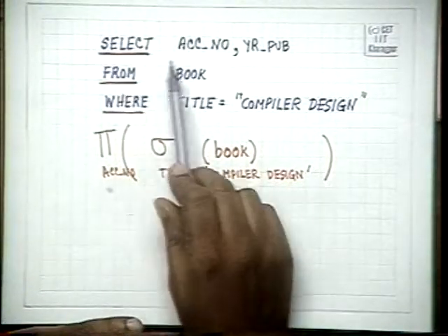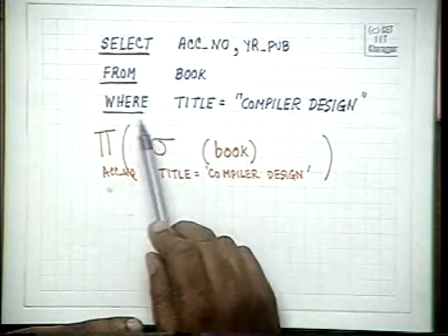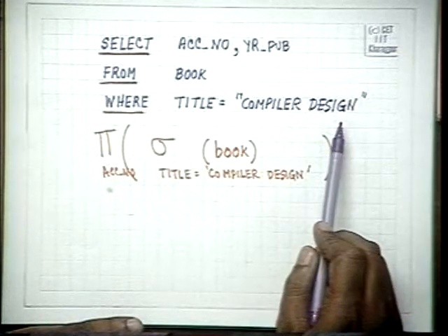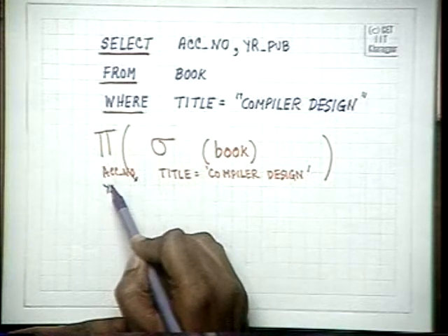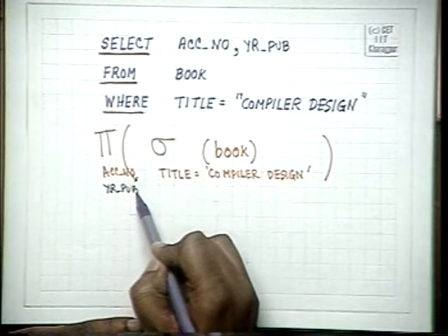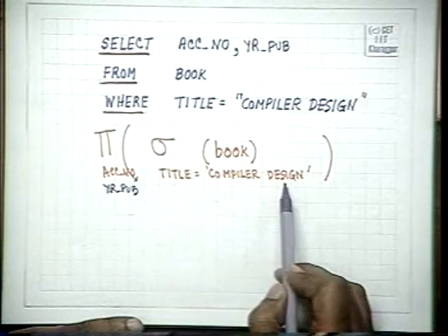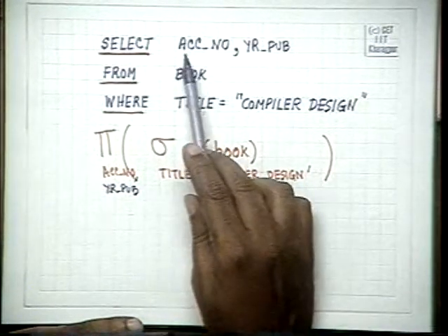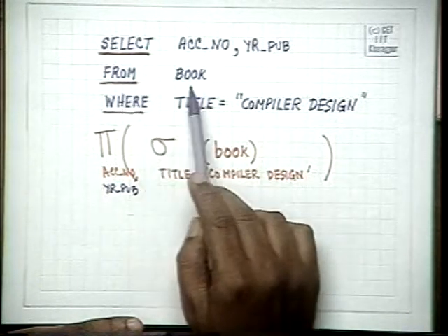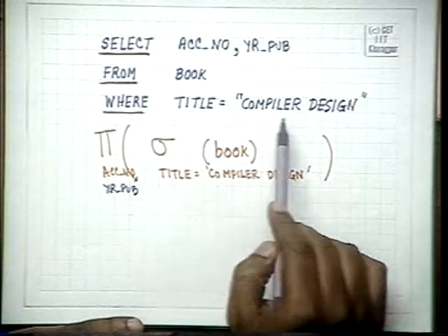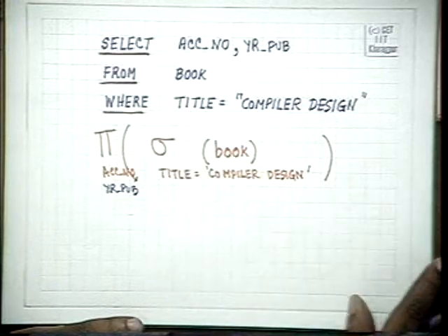This query: select accession number, year of publication from book where title is equal to compiler design, is equivalent to projecting out accession number and year of publication from book after selecting title equal to compiler design. So these two attributes will be there in the final relation which is returned from the relation book. These are all attributes of the relation book.